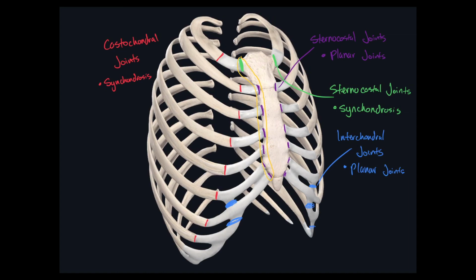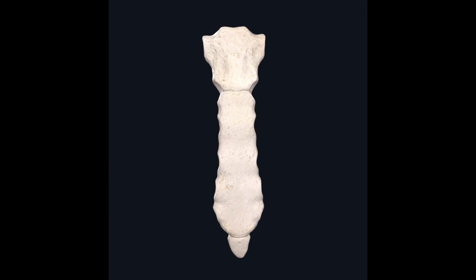The last joints found within the axial skeleton are located here on the sternum. We already know the names of the joints that articulate with the sternum, such as the sternoclavicular joint, as well as the sternocostal joints. However, there are joints found within the bone itself. You can see this line found here between the manubrium of the sternum and the body of the sternum. This joint is called manubriosternal symphysis. The classification for this joint is symphysis.